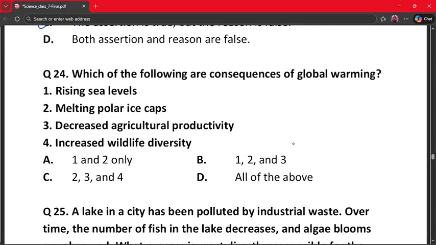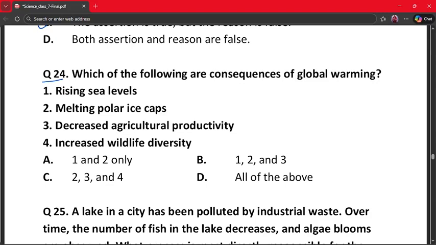The next question is question number 24. Which of the following are consequences of global warming? 1. Rising sea levels, 2. Melting polar ice caps, 3. Decreased agriculture productivity, and 4. Increased wildlife diversity.